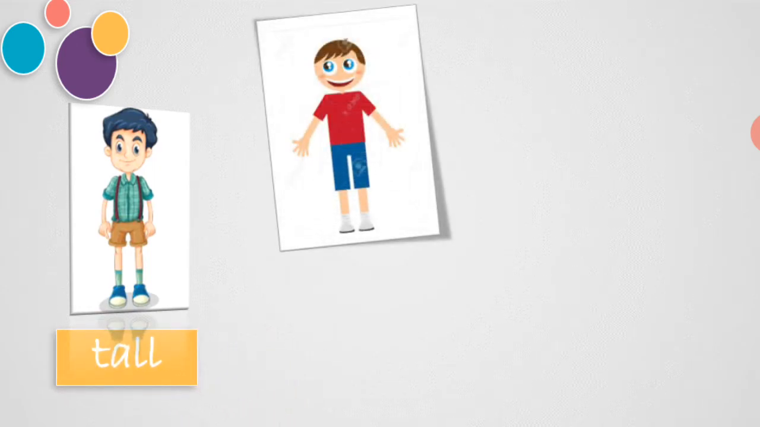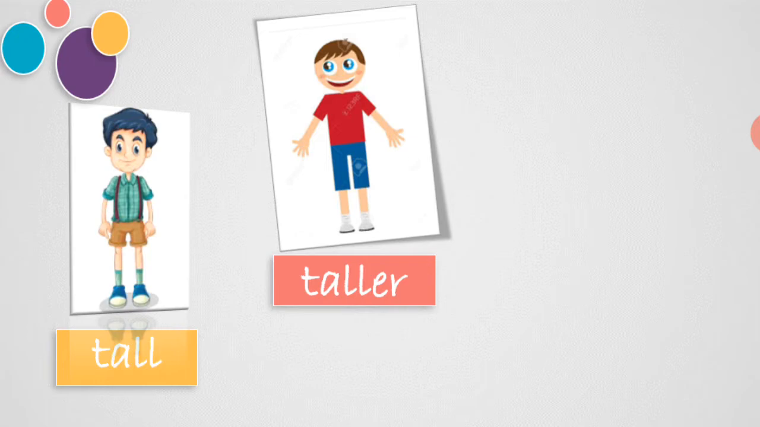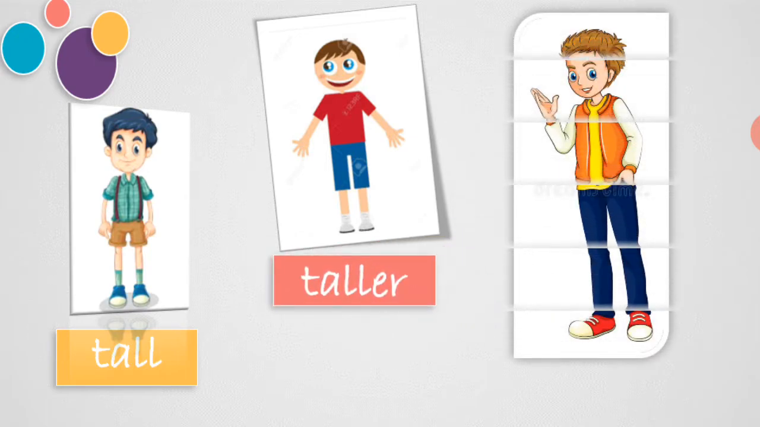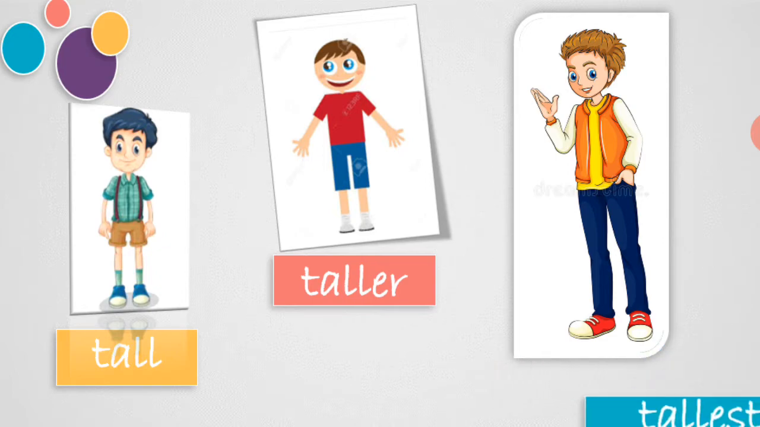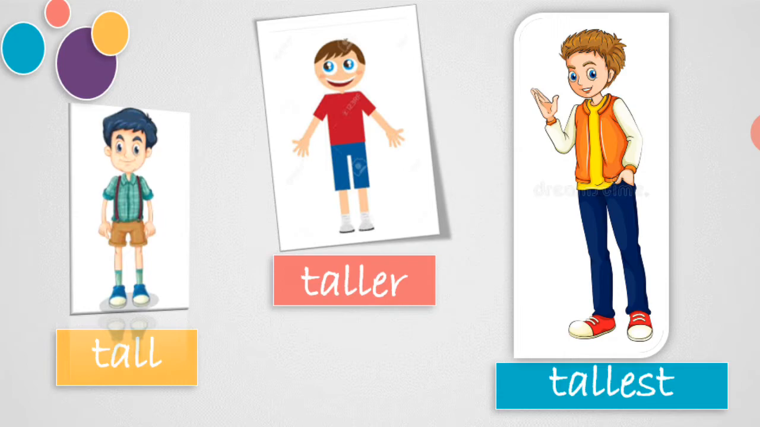Next, there is a boy. I can describe him as a tall boy. There is another boy who appears to be taller than the first one. But the third boy is the tallest among all the three. So here I've got tall, taller, tallest.